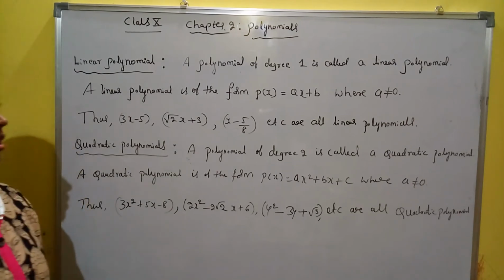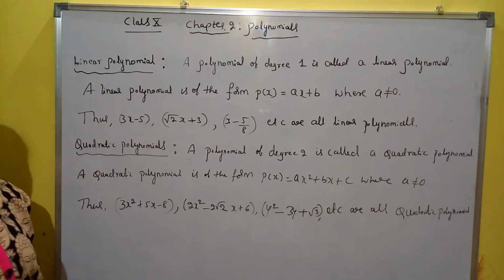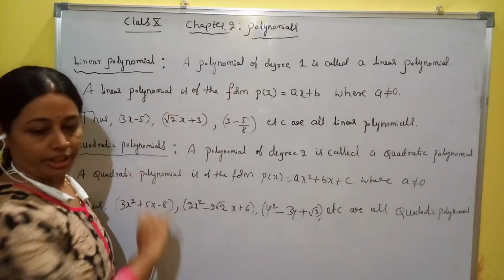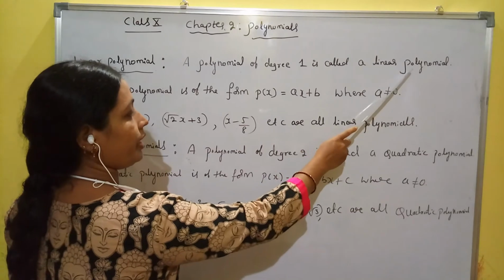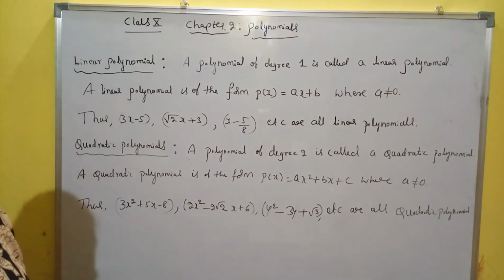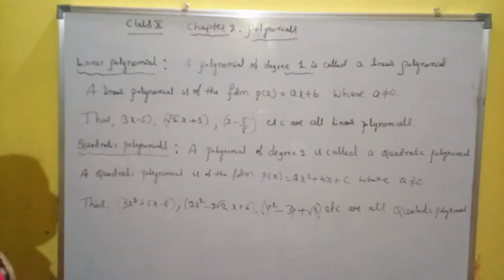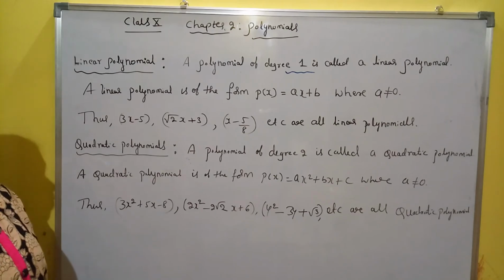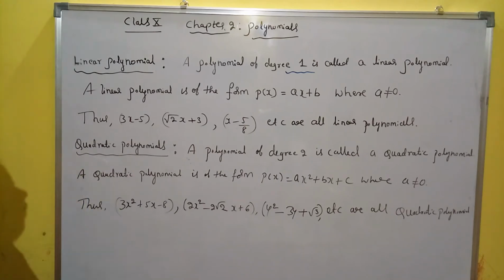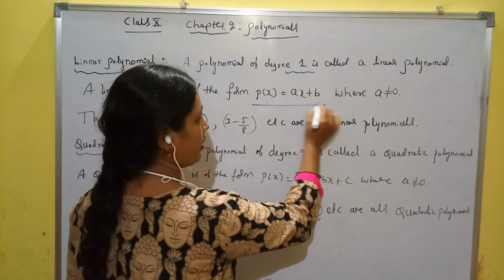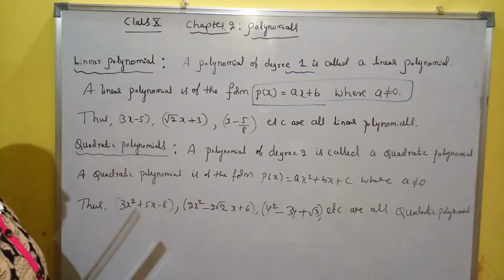Okay students, let's move to the next concept, linear polynomial. The term linear means a single degree. A polynomial of degree 1 is called a linear polynomial. I hope you understood. This is all you learnt in your 9th standard. What is the degree? The degree of that given polynomial must be 1. A polynomial of degree 1 is called a linear polynomial, and the general form of a linear polynomial is p of x is equal to ax plus b, where a does not equal 0.